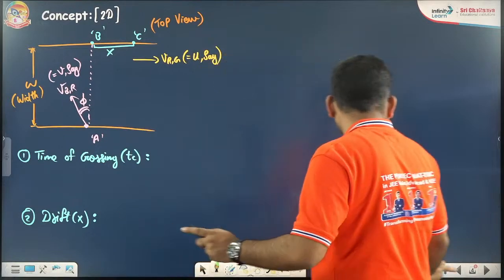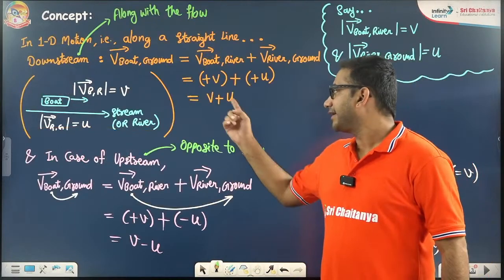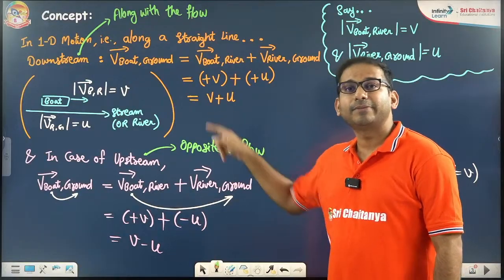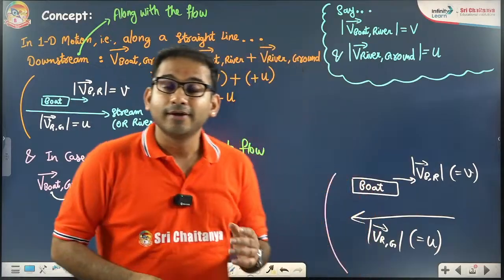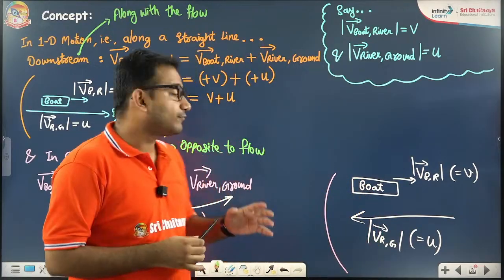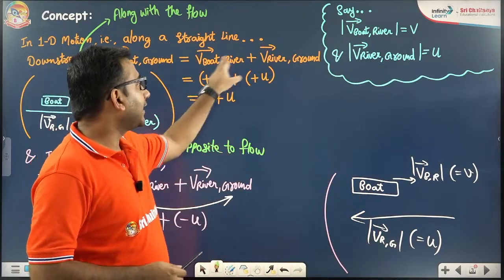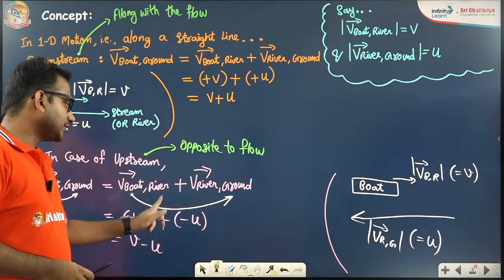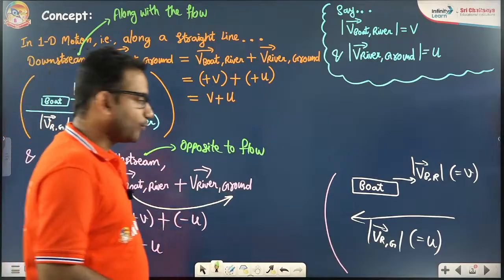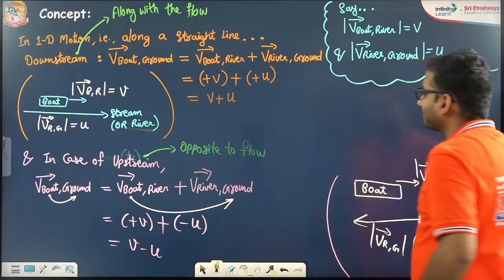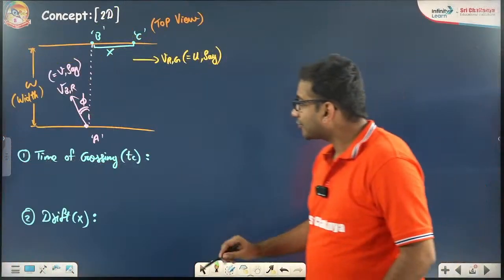Vector addition it has to be. Eventually it can be addition or subtraction, that depends on the diagrams, that depends on the cases, downstream or upstream. But for vectors, you are always going to add them. Velocity of 1 with respect to 2 plus velocity of 2 with respect to 3 will give you velocity of 1 with respect to 3. Right? Now, let us talk about these two.